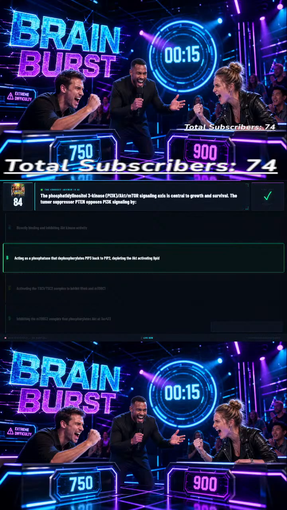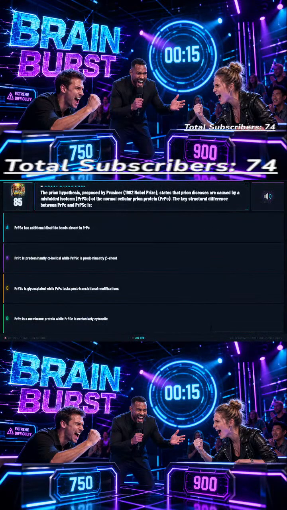Question 85. The prion hypothesis, proposed by Prusiner, 1982 Nobel Prize, states that prion diseases are caused by a misfolded isoform, PrPSc, of the normal cellular prion protein, PrPC. The key structural difference between PrPC and PrPSc is: Option A, PrPSc has additional disulfide bonds absent in PrPC.